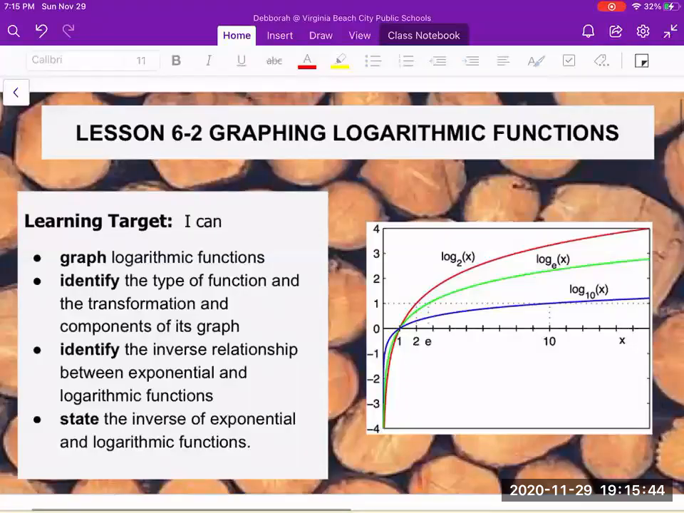Hello, ladies and gentlemen. Today we are going to be graphing logarithmic functions. Our learning target is to be able to graph logarithmic functions with transformations and identify the inverse relationship between exponential and logarithmic functions.